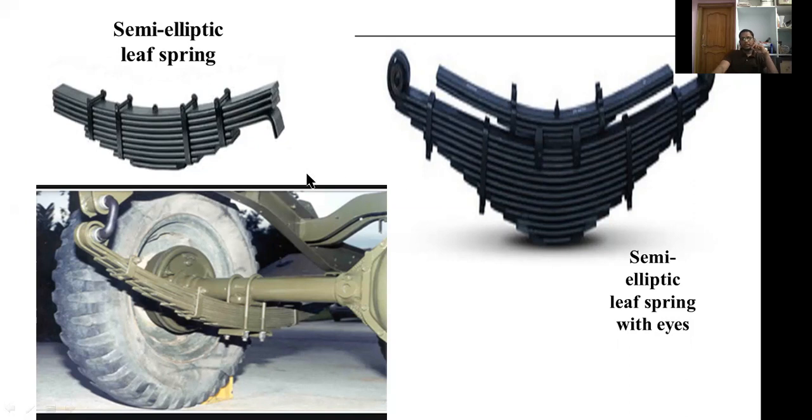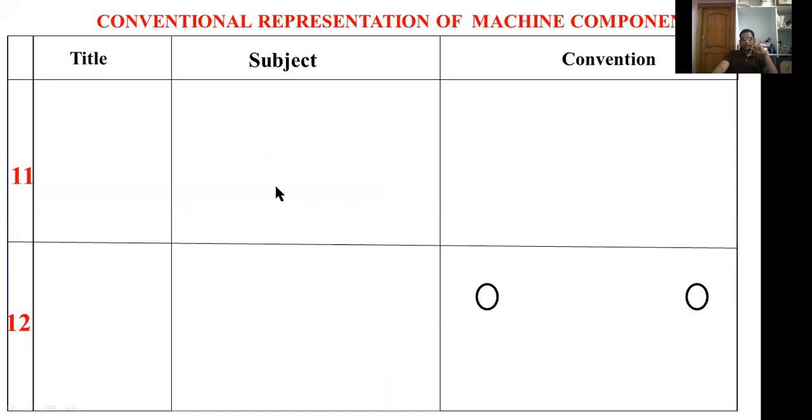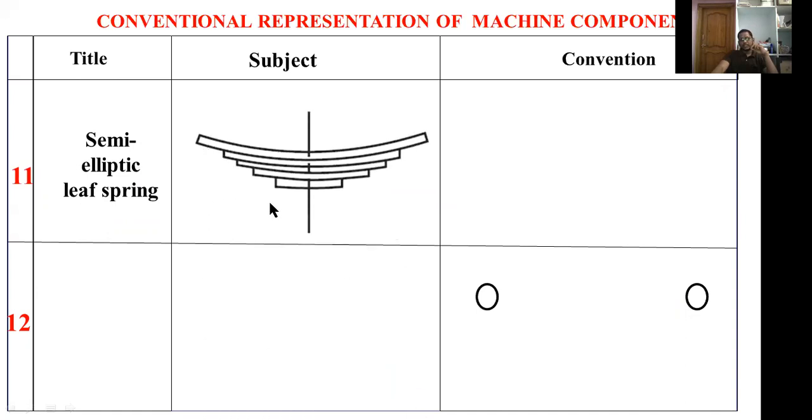How to represent this leaf spring and this leaf spring? I'm showing a semi-elliptical leaf spring without eye. This one is the original shape of a leaf spring. For drawing purposes, I am drawing just two arcs like this. This figure indicates a semi-elliptic leaf spring without eye.